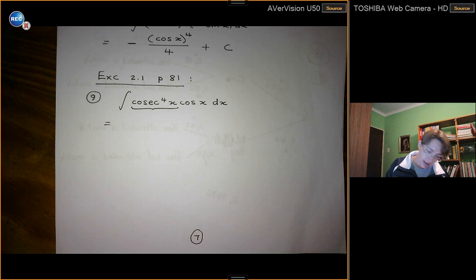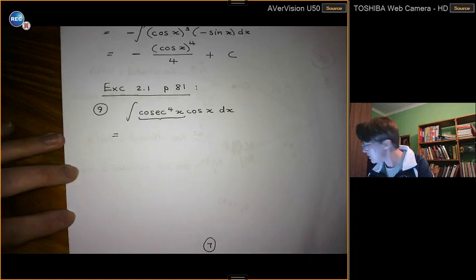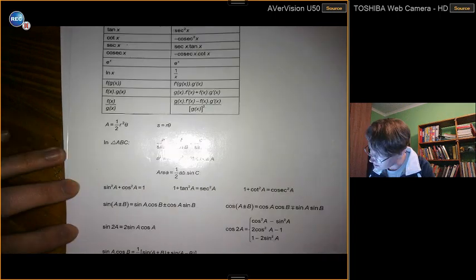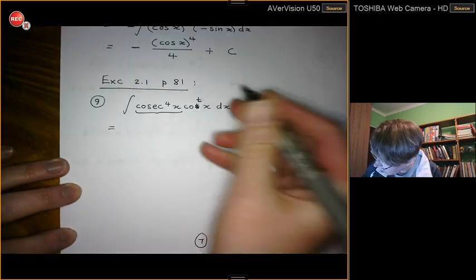This was number 9. That's strange. No, according to the book, this is copied down correctly. Okay, just double check. I think it's probably a typing error. Okay, I'm going to assume it's a typing error, and I'm going to assume this is supposed to be a cot. Otherwise, this one will not work.